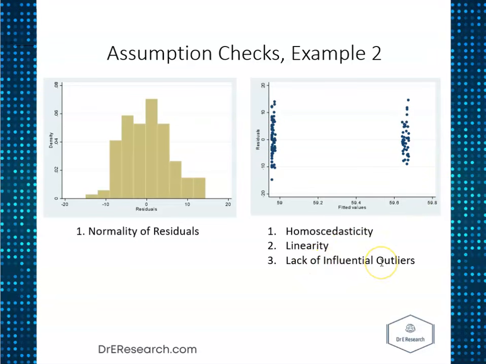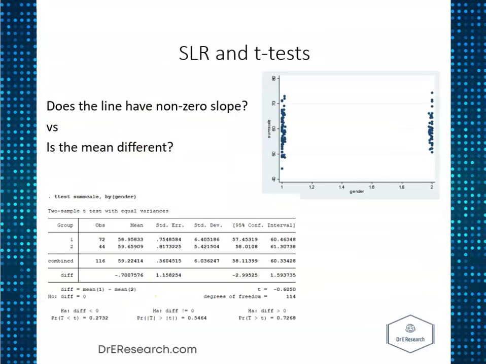Lack of influential outliers. That might happen if, say, all my data was squished together and then I had one that was way far away and it was changing that regression line or prediction. But it's not the case here. We don't need to worry about that. Okay.